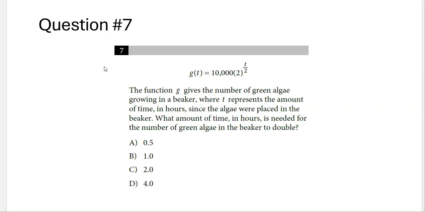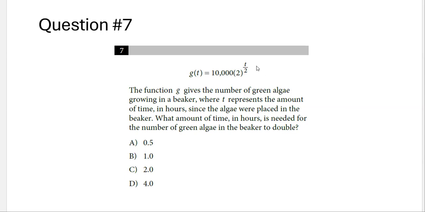This is question number 7 on the 2020 PSAT exam. All right, this is a question on exponential functions, exponential models. Let's see what it says. The function gives a number of green algae in a beaker where T represents the amount of time since the algae were placed in the beaker. What amount of time in hours is needed for the number of green algae in the beaker to double?